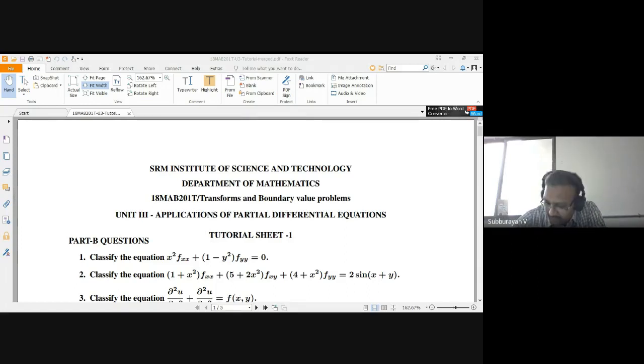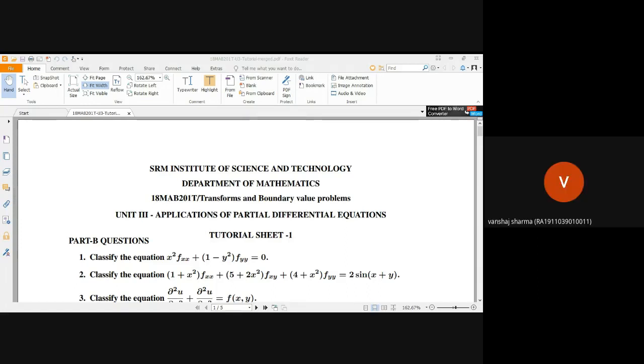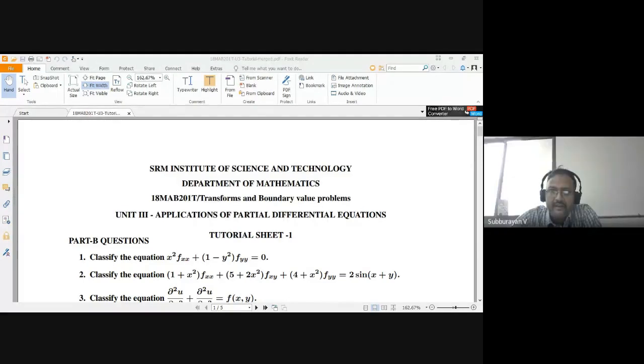I want to show that b² − 4ac should be greater than 0. Look at this: if x = 0, then automatically it goes to the parabolic type. Therefore, we should assume that x is not equal to 0.